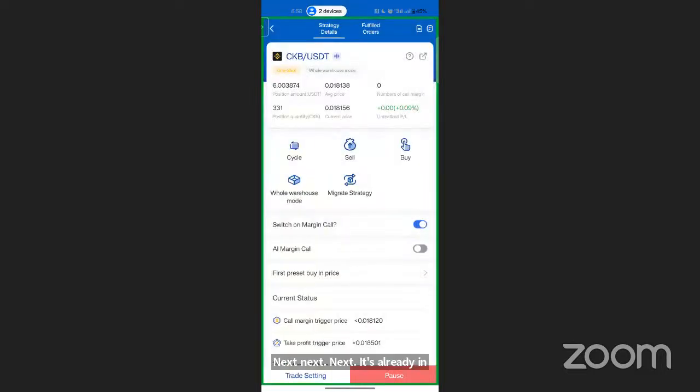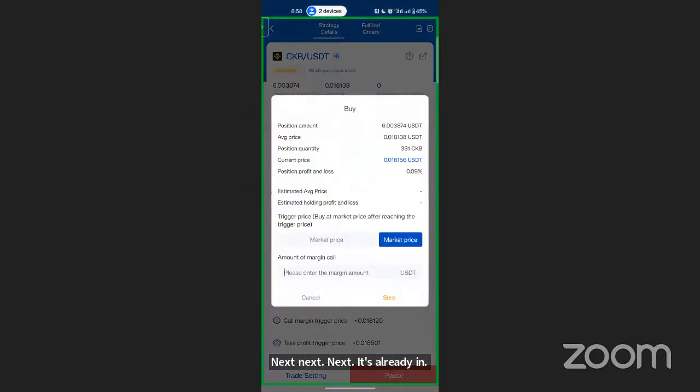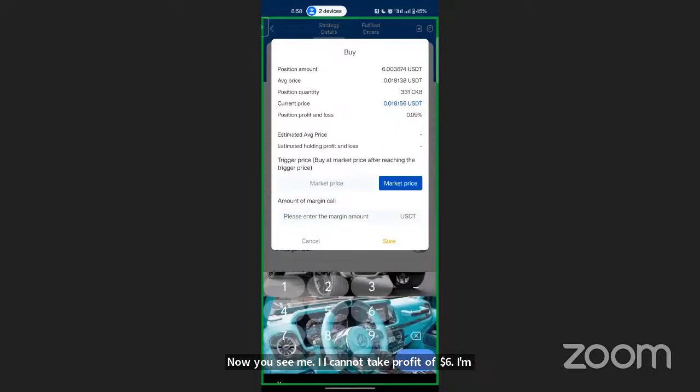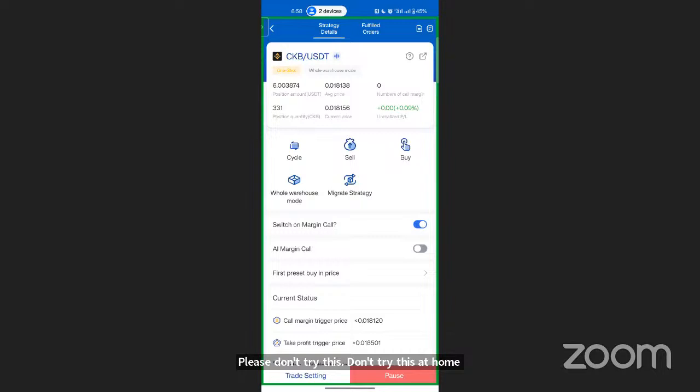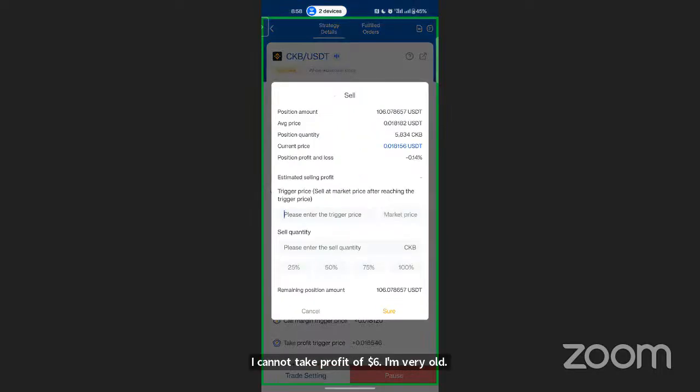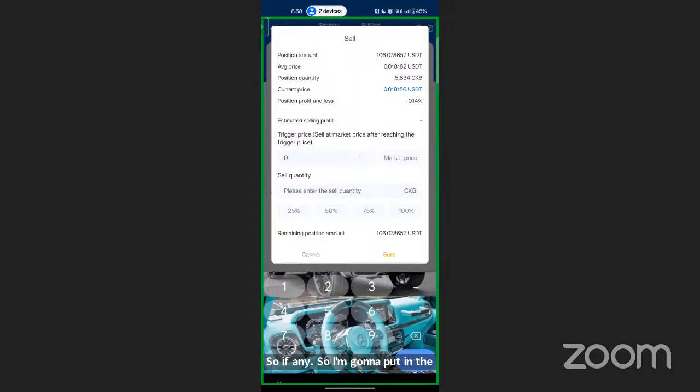Now you see me, I surely cannot take profit of $6. I'm an old man. Please don't try this at home. I'm very old. So I'm going to put in the price here of the pivot, 0.18335, although I'm teaching 100%.